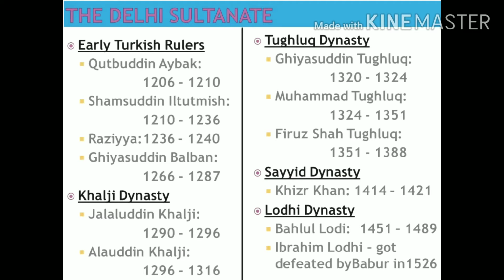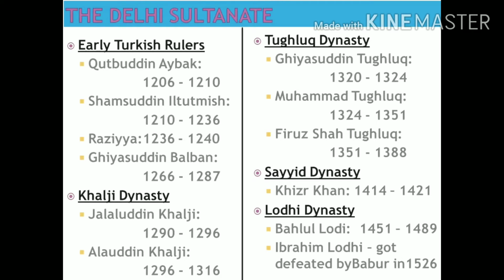So, here is the list of all the Delhi rulers in chronological order who ruled over Delhi, and altogether these 5 ruling dynasties are referred to as the Delhi Sultanate. The first dynasty to rule over Delhi within the Delhi Sultanate was the Mamluk dynasty or the slave dynasty. They were the early Turkish rulers. Then came the Khalji dynasty, then the Tughlaqs, then Sayyid dynasty, and then Lodi dynasty. After Lodi dynasty, Mughal rulers came to power.